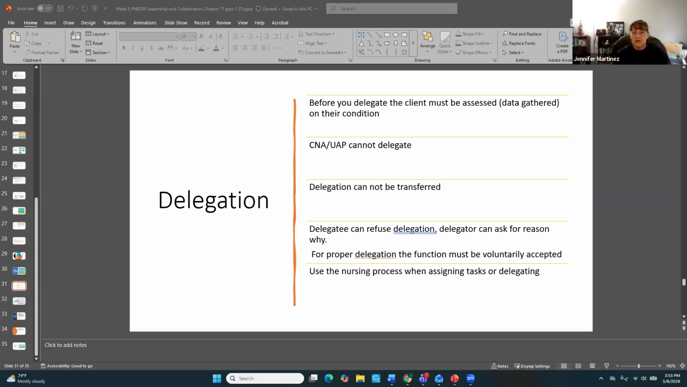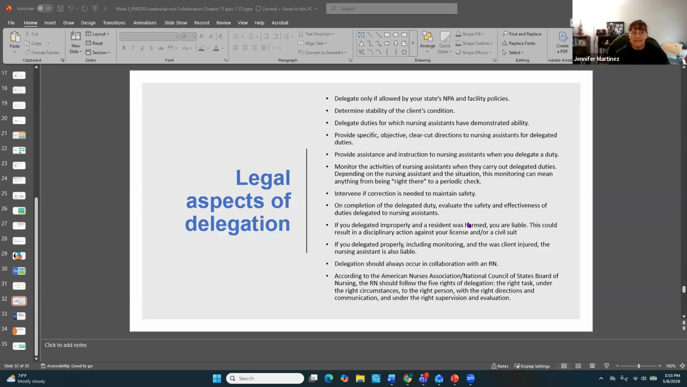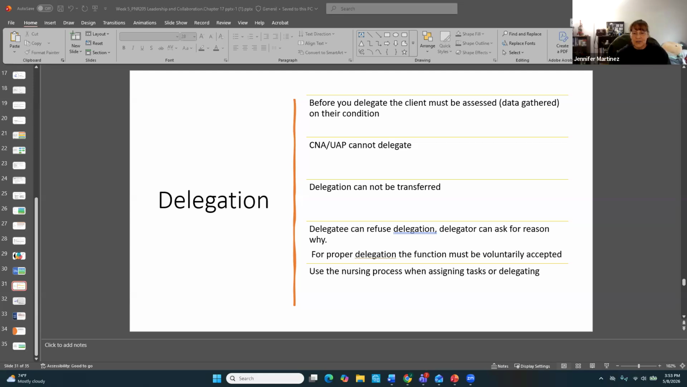And always use the nursing process, right, when we are assigning tasks or delegating. That is going to help you. You also can always collaborate with the registered nurse, right? Go ask the RN, hey, what do you think if I delegate this, right? It's always good to just get with the RN and see if it's a good idea.